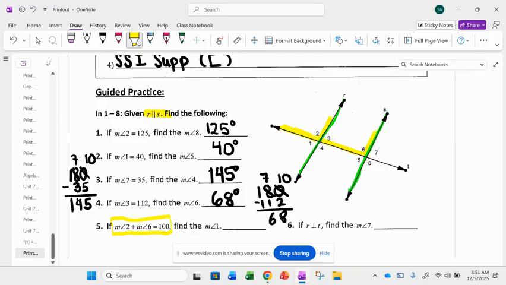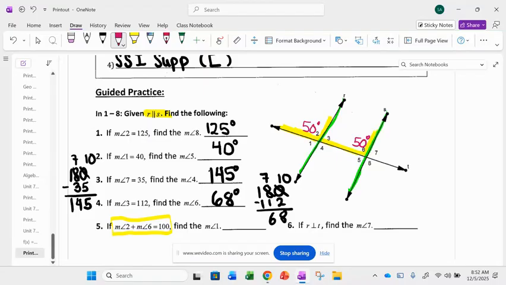So if we're looking at 2 and 6, what letter is that? An F. And the corresponding angles, are they congruent or are they supplementary? They're congruent. So if angle 2 plus angle 6 is 100 degrees, but they have to be congruent, each angle has to be how big? Jay? 50. You got it. So 2 is 50 and 6 is 50. We had to figure that out to solve this problem.